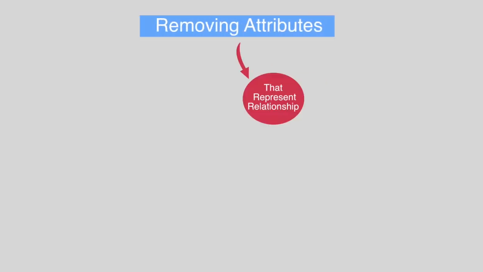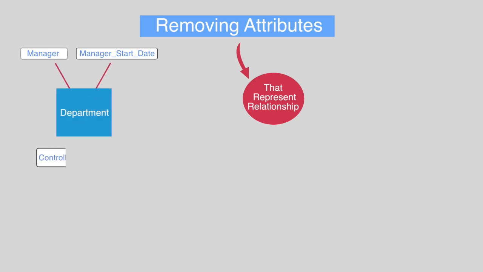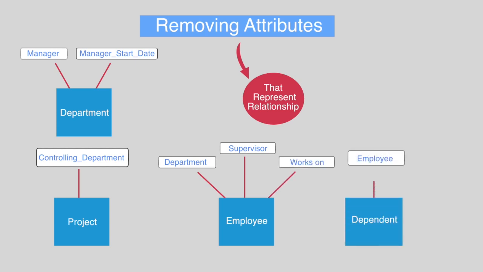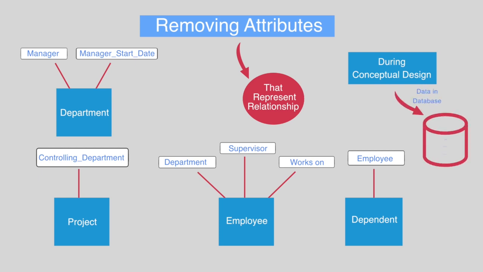After specifying all the relationship types, we can remove attributes from the entity types: manager and manager start date from department, controlling department from project, department, supervisor, and workson from employee, and employee from dependent. When we design the conceptual schema of a database, the data in the database should have the least possible redundancy. If some redundancy is required at the storage level or the user view level, it can be introduced later. In this lecture, we have discussed refining the initial conceptual design of the company database.